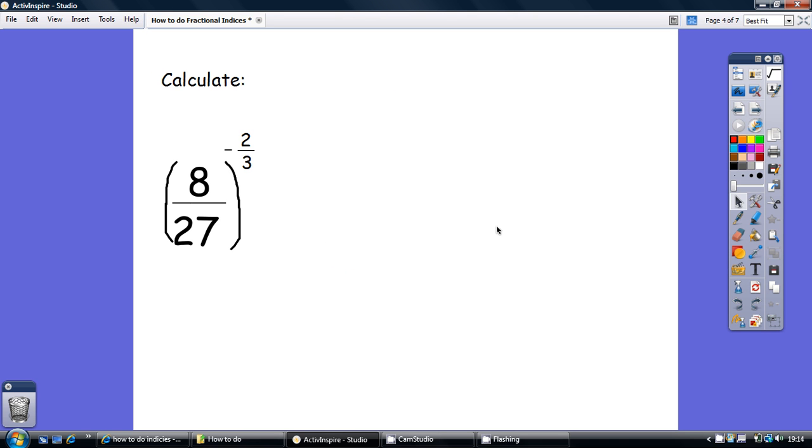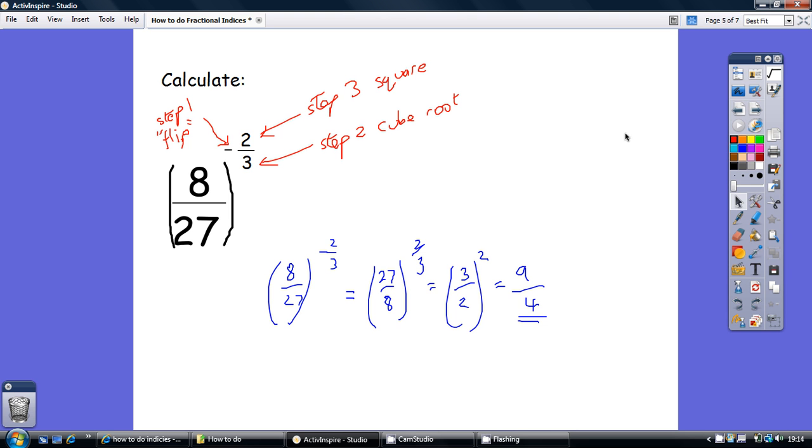Here's a slightly more complicated one, with an extra step. Have a go at this one. Okay, now we've got an extra initial step here. We really want to deal with this minus sign first of all. So this becomes our step 1, and we're just going to flip the whole thing over. This becomes our step 2, the bottom bit, and now this becomes our step 3.